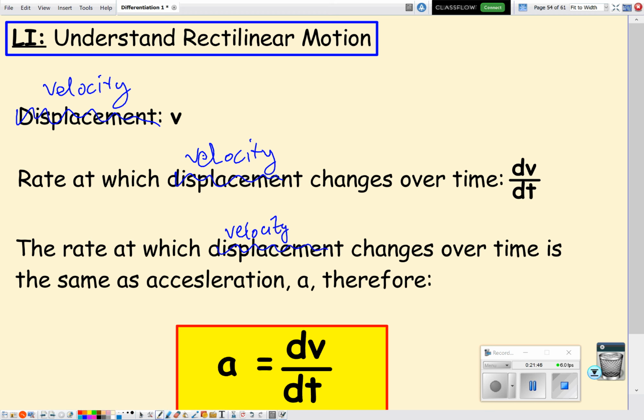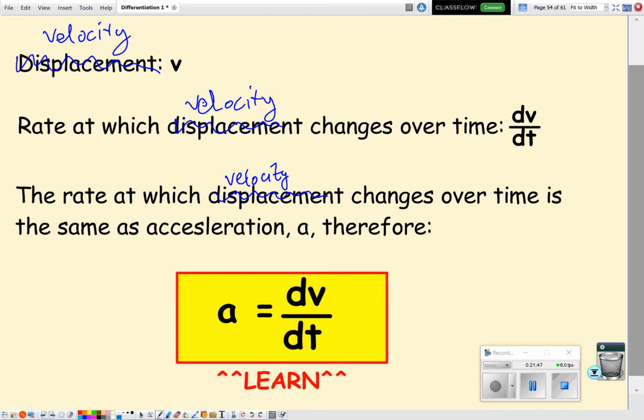So, therefore, the derivative of velocity, so dv by dt, must give you the acceleration, right? In other words, if you think about it, that is the second derivative. So another way of thinking about it might be to say that is the second derivative of displacement, so d2s by dt squared. Okay. Now, let's have a look at a quick example.